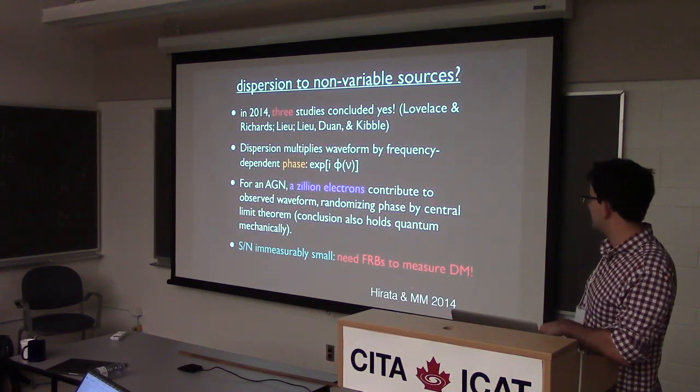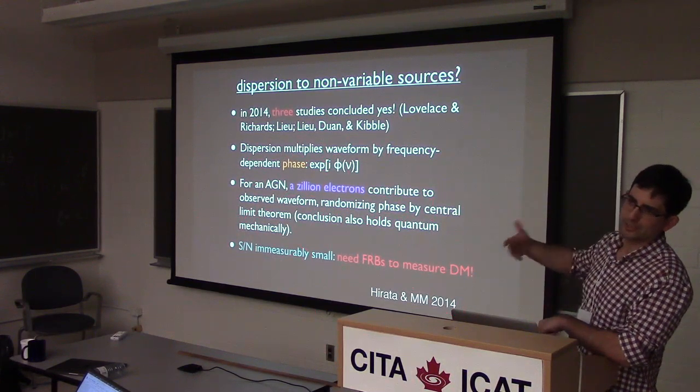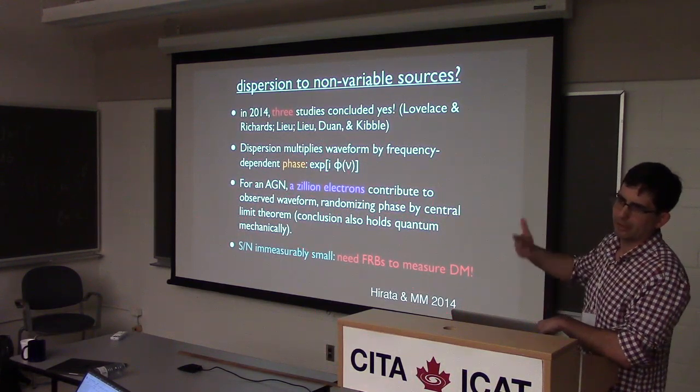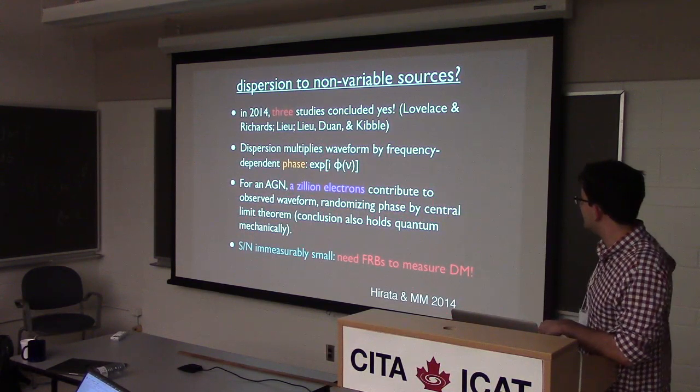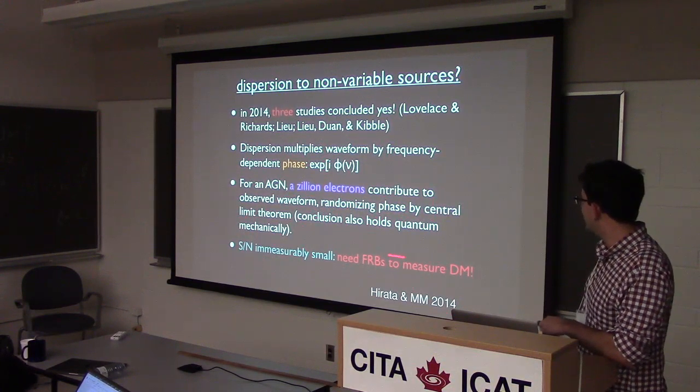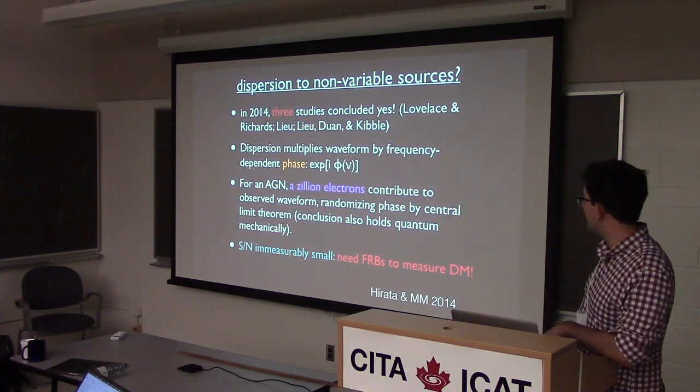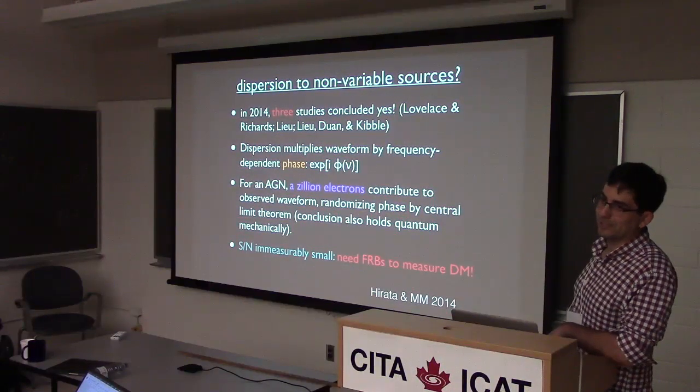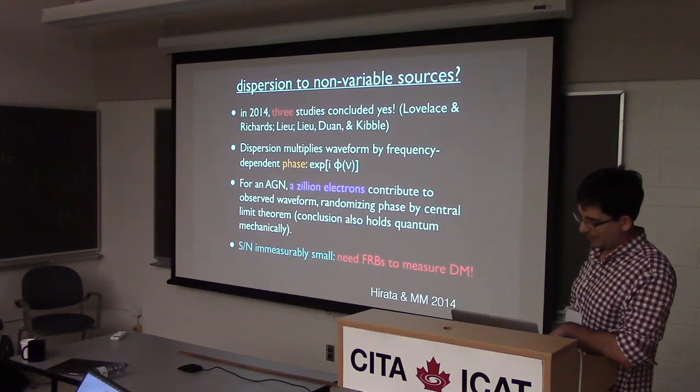In this paper, we also talk about other sources, such as ones that might not be Gaussian, but nothing seems to work. And we also show that this holds in quantum mechanics. So the conclusion is that we need FRBs to measure dispersion. There's not some easy way to use AGN.